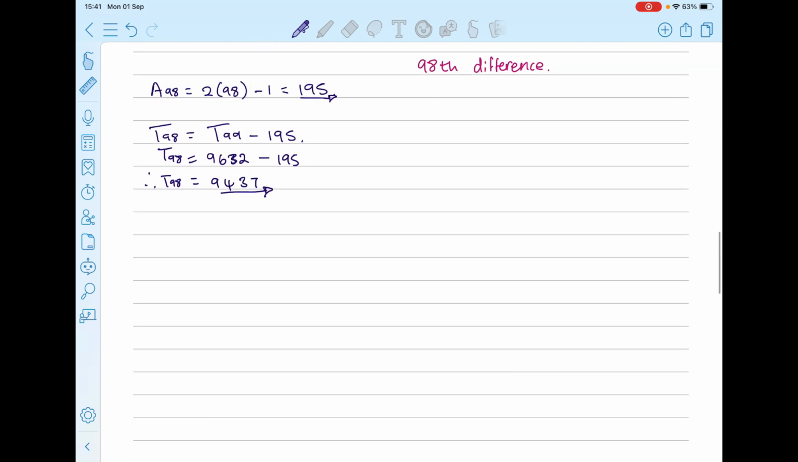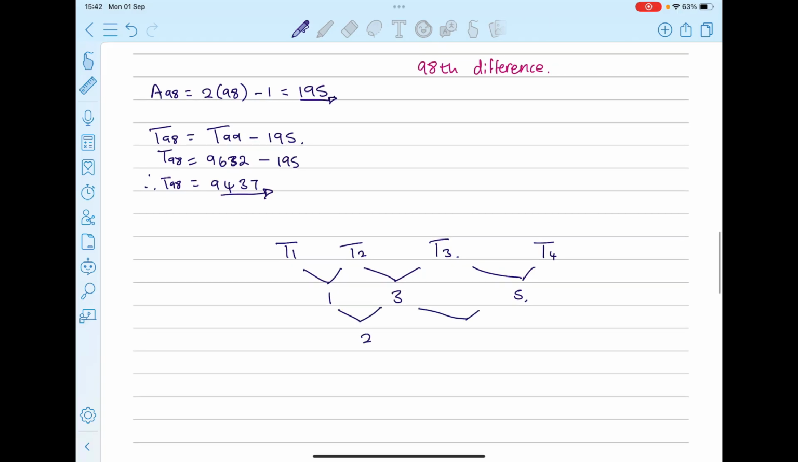So we have T1, T2, T3, and T4, which we don't know. But we know the differences between them, which is the first differences we've been working with. This is 1, 3, and 5. And then the second differences are 2.